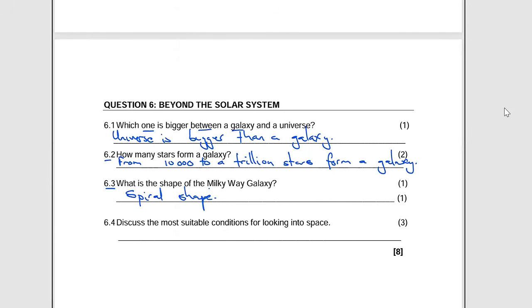Then discuss the most suitable conditions for looking into space, right? So the sky has to be clear. I'm going to say clear sky. Then I'm going to say no lights, and then let's talk about pollution. I'm going to say also less pollution, right? So less pollution. Okay. So having said that, now we're done with our paper.